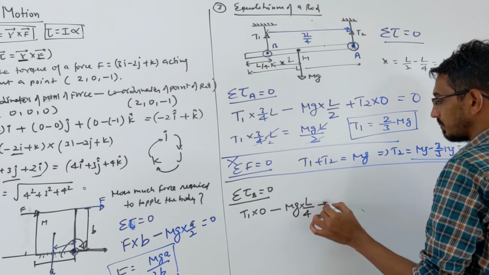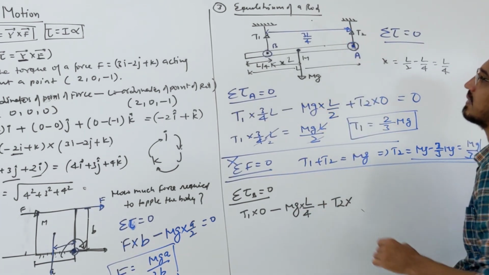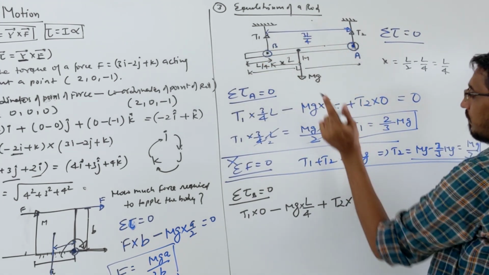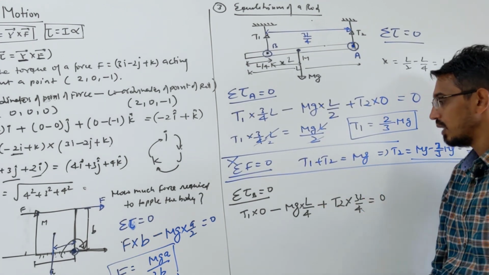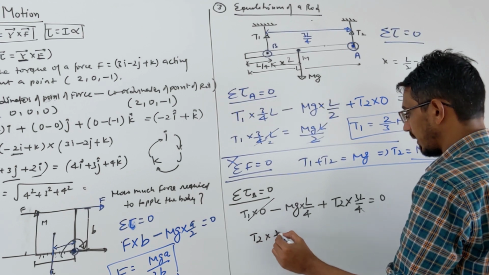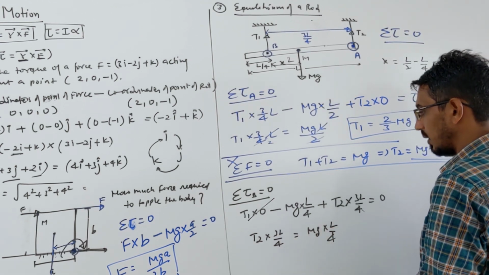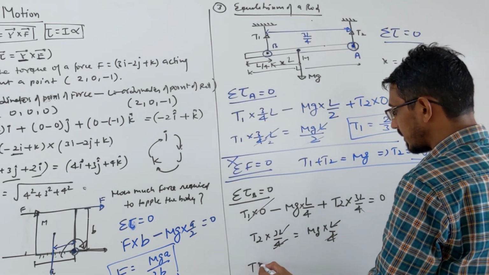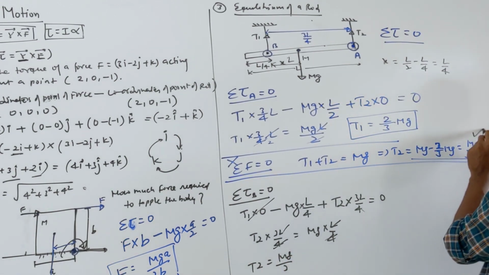Then the other force, plus T2. So T2 into distance. What is the distance of T2 from that point? We already know it is 3L/4. Net torque should be equal to 0. So T2 into 3L/4 is equal to mgL/4. L cancels, 4 cancels, so you see T2 simply comes to mg/3. That is what we calculated here too, in the same way.